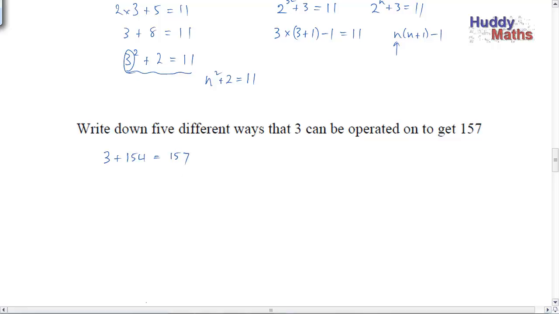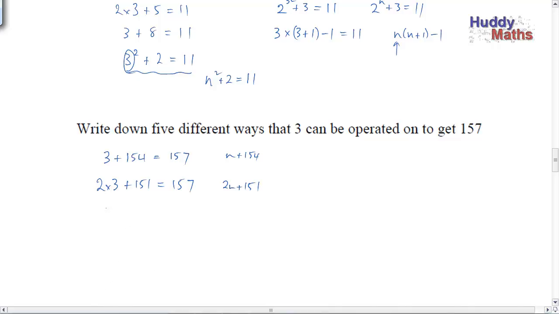What about timesing it by 2? 2 times 3 is 6 plus 151. That's 157. There's an infinite number of possibilities. This is n plus 154. This is 2n plus 151. Okay, what about something different?